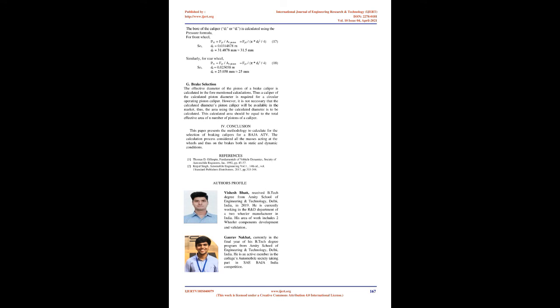G. Brake selection. The effective diameter of the piston of a brake caliper is calculated in the aforementioned calculations. Thus, a caliper of the calculated piston diameter is required for a circular operating piston caliper. However, it is not necessary that a caliper with the calculated piston diameter will be available in the market, thus the area using the calculated diameter is to be calculated. This calculated area should be equal to the total effective area of n number of pistons of a caliper.